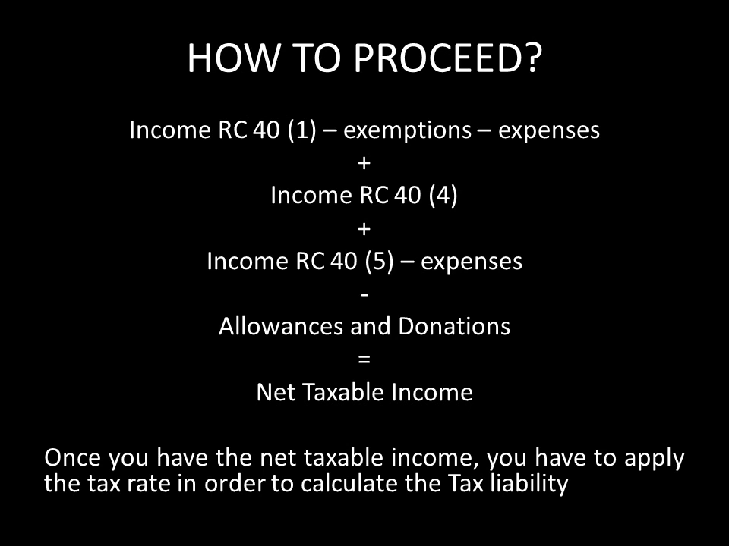Then you need to add the income from interest, and then you need to add income from rent after deduction of expenses. In the case of interest, we don't have any expense. When you have income from interest, you don't have to deduct any expense. After calculating the balance, you deduct allowances, then you deduct donations, and you will get the net taxable income. Once you get the net taxable income, you just need to apply the tax rate in order to calculate Mr. John's tax liability. So let's see in detail how this works.